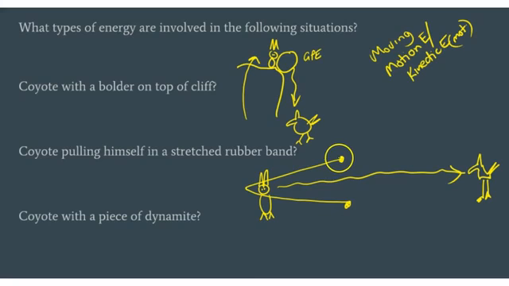Same here. He stretched the rubber band out, given himself a lot of elastic potential energy. As soon as it's released, he's going to fly through the air. He's going to speed up so he can try and catch Roadrunner. And I think in the cartoon he actually bypasses Roadrunner and then slams into a great big wall, and then he gets a bit squished. But either way, you've got elastic potential energy turned into motion energy again.